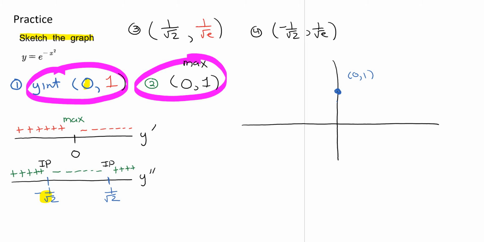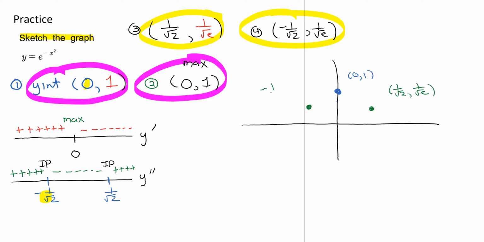Then let's plot our inflection points, which are from steps 3 and 4. Roughly those points are about here and there. So this is (1 over root 2, 1 over root e), and this will be (negative 1 over root 2, 1 over root e). And remember, our y-intercept has a maximum, right? So at the y-intercept, you should definitely curve it out because it is a max. So we do have a max here, and that's how we should create the graph with that kind of shape.